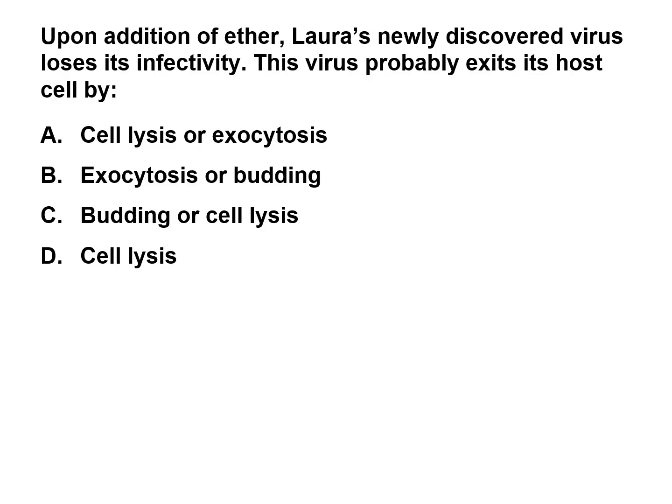Alright, since Laura's virus seems to lose its infectivity after she added ether, this means it is sensitive to ether. And viruses that are sensitive to ether are enveloped viruses. So how do enveloped viruses exit the host cell? They can exit the host cell by exocytosis or budding. They do not really cause cell lysis, and this is why A, C, and D can be eliminated, and you're left with B, exocytosis or budding.